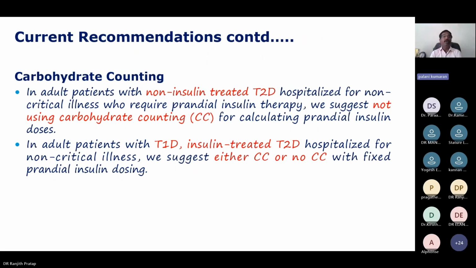Coming to carbohydrate counting, whenever the patient is a known type 1 diabetic or has insulin treated type 2 diabetes, there's a concept called carbohydrate counting. I will tell this in the next slide. For non-insulin treated type 2 diabetes, using carbohydrate counting is not recommended. This is the current recommendation. It can be used especially for type 1 diabetes and insulin treated type 2 diabetes. It's up to the doctor's decision and the patient whether to use it or not, but generally we don't use it for non-insulin treated type 2 diabetic patients.